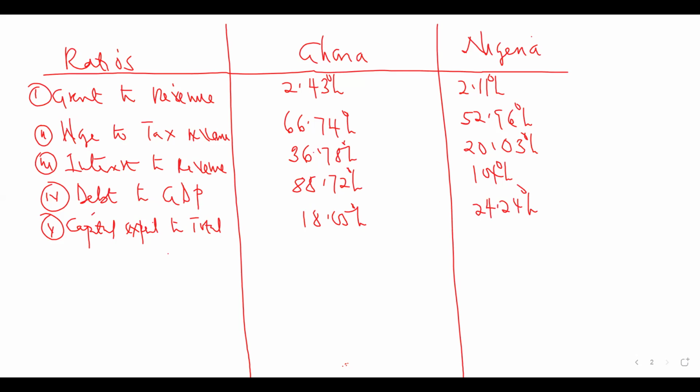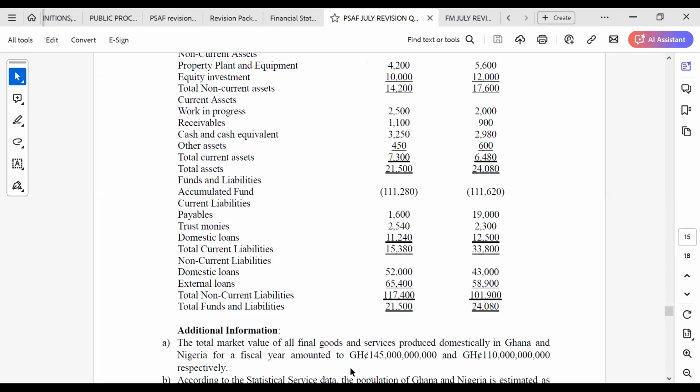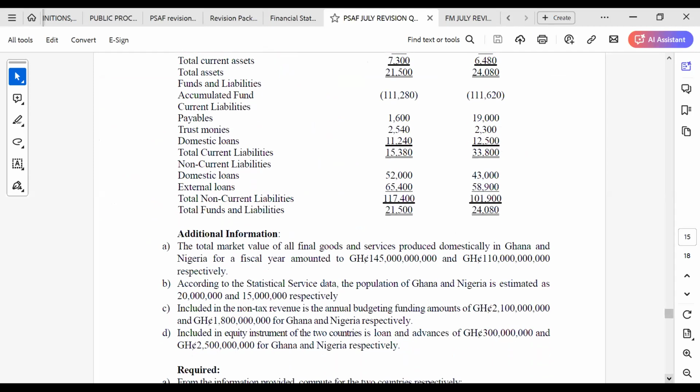The financial asset you are talking about: cash and cash equivalents plus receivables and what? Inventory? Equity instruments, equity investments. Inventory is not part.